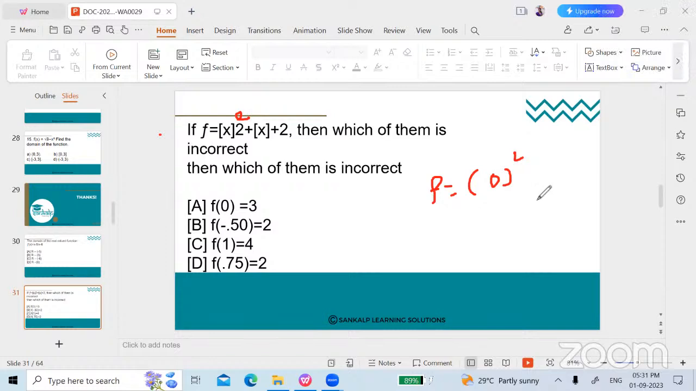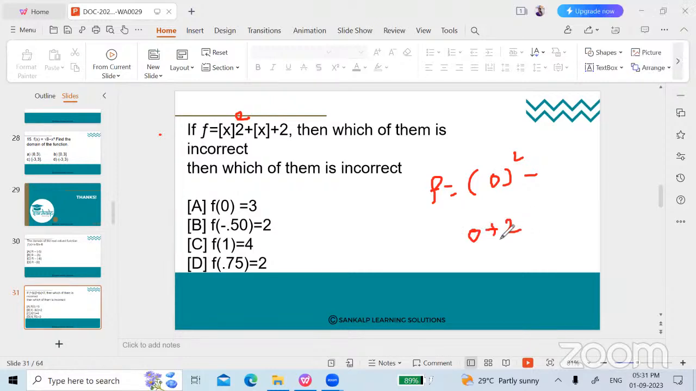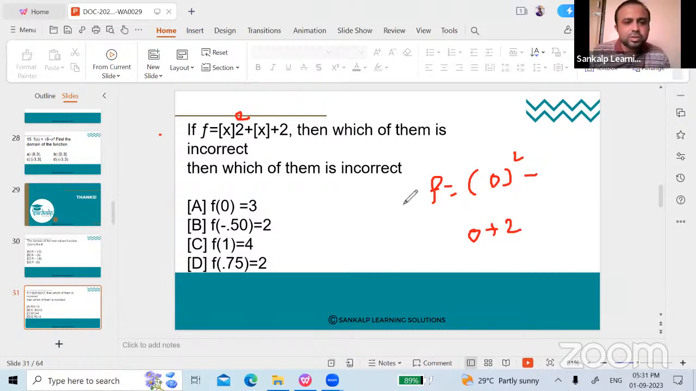Is equal to 0 plus 2. Okay, then total f of 0 is equal to 2. If you take the 0, then f of 0 is equal to 2.